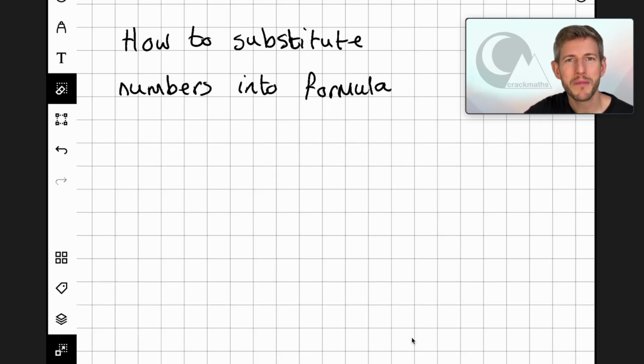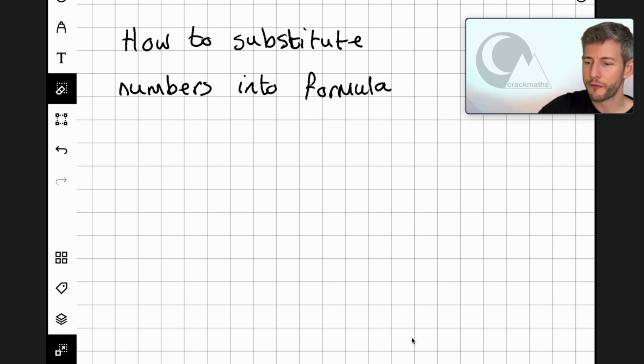Hi, and welcome to this tutorial on how to substitute numbers into formula. In functional skills maths, we're going to need to know how to substitute numbers into two types of formula. First, there's a type of formula that involves letters, and secondly, there's the type of formula that involves words. First, let's take a look at a formula that requires us to substitute into letters.